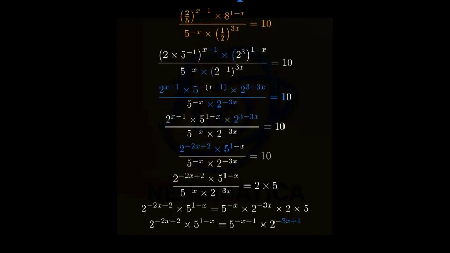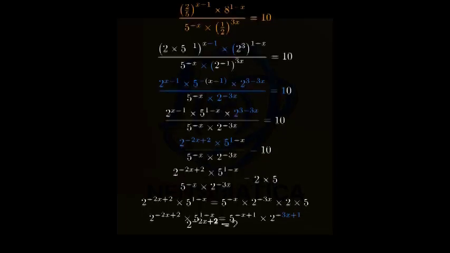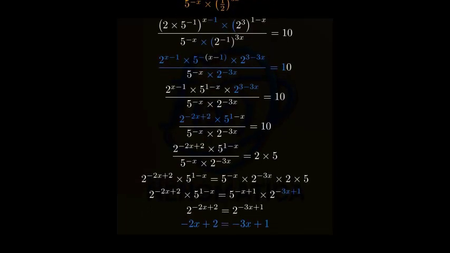5 to the power of negative x times 5 equals 5 to the power of negative x plus 1. Similarly, 2 to the power of negative 3x times 2 equals 2 to the power of negative 3x plus 1. Now, for this equation to be true, the exponents of each base must be equal on both sides. For the base 2, we have negative 2x plus 2 on the left side and negative 3x plus 1 on the right side. So we get the equation, negative 2x plus 2 equals negative 3x plus 1.